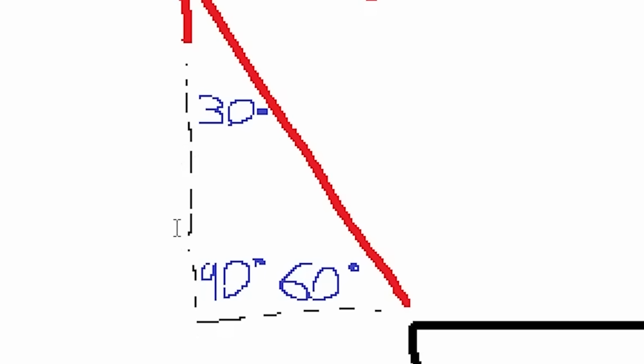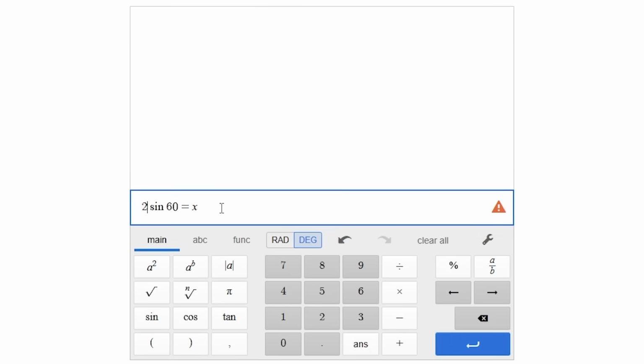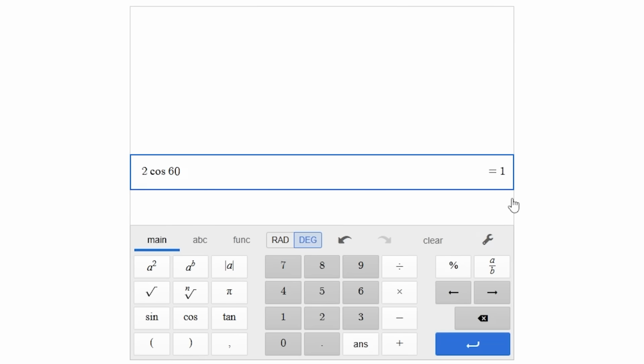So we have the angle measures, and this is 2, so I can use trigonometry to find these other ones. If I'm looking for this one, sine of 60 equals opposite over hypotenuse, so x over 2. So sine 60 equals x over 2, so I can multiply by 2. What is 2 sine 60? That's 1.73 newtons at 90 degrees. But then we can also find this one, which would be cosine 60 equals adjacent over 2. So 2 cosine 60 is 1.